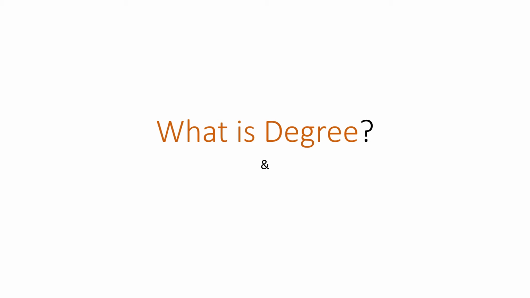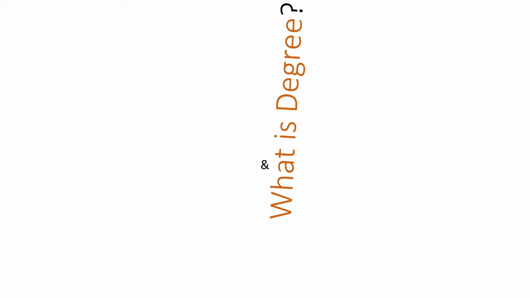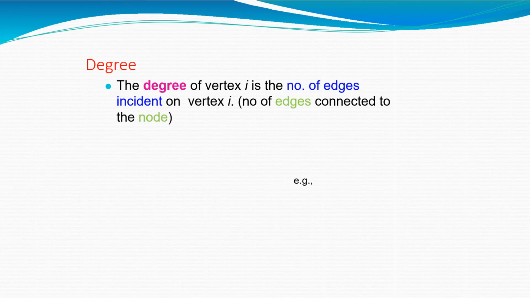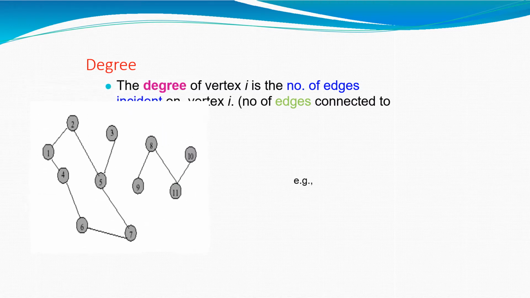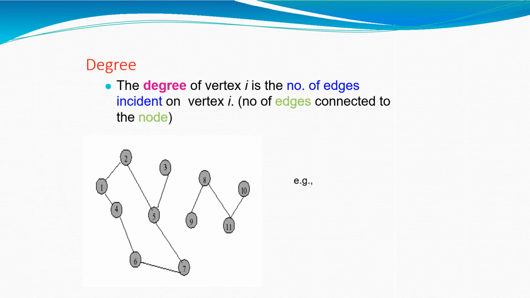What is degree and types of degree? Degree. The degree of vertex I is the number of edges incident on vertex I. It is nothing but the number of edges connected to the node. Then how to calculate the degree of 1?